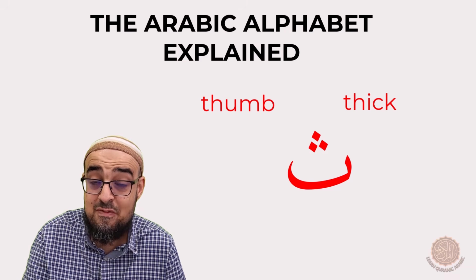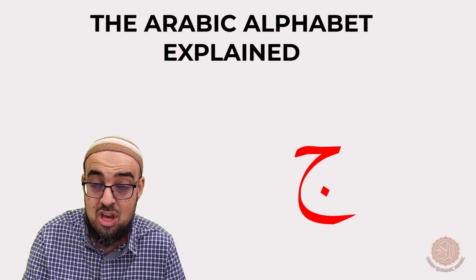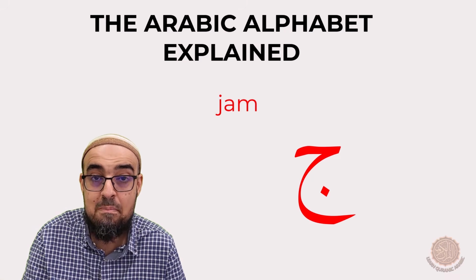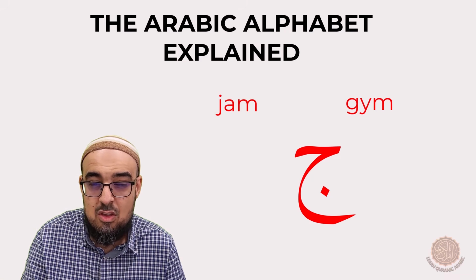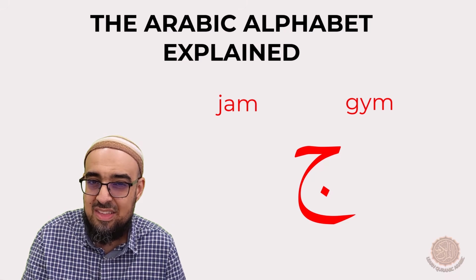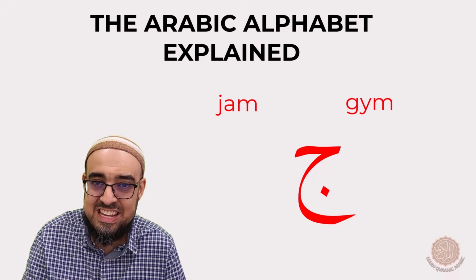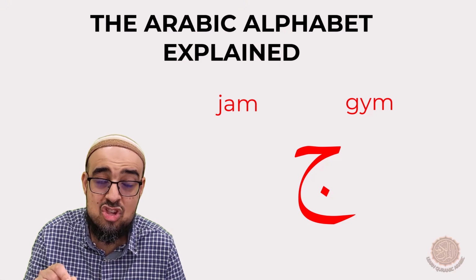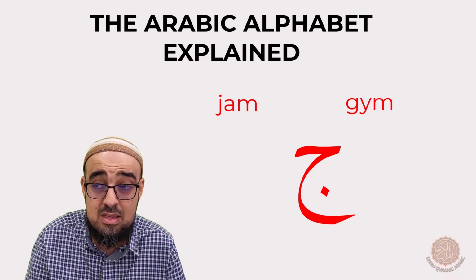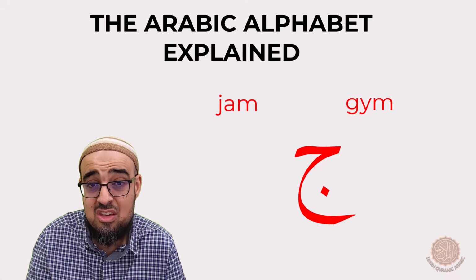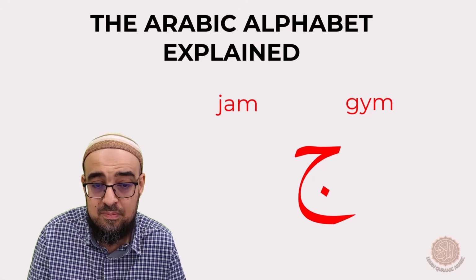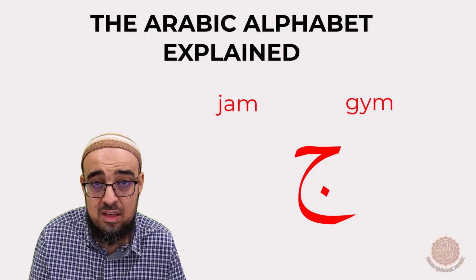Now the next letter is actually found in English. J. Jim. Like we have the word jam or gym. And you'll find some dialects that butcher this. They'll say G, like green. No, the actual sound is J. Some go for a different J sound. That's wrong. It's J.